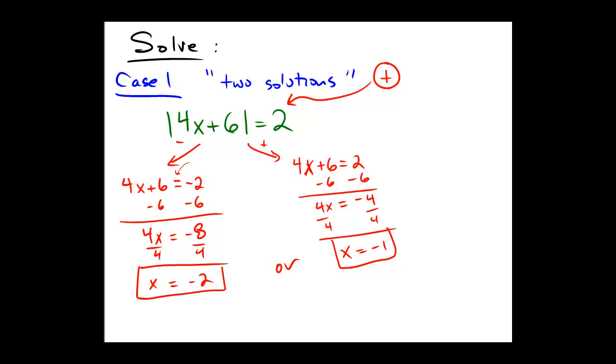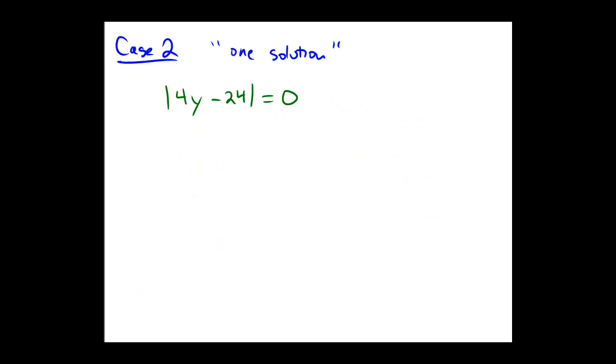Okay, let me check these just to make sure. It makes me nervous. 4 times negative 1 is negative 4, plus 6 is 2. That's a check. And negative 8 plus 6 is negative 2, and the absolute value is a 2, so that checks. Okay, not so nervous. Case number 2 is the one solution case.